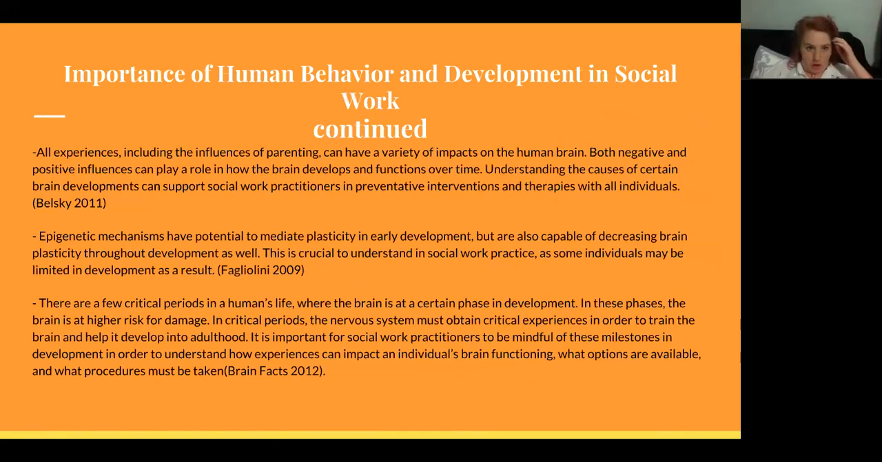Okay, so just moving on into more interesting facts that pertain to human behavior and the development of social work. All experiences, including the influences of parenting, can have a variety of impacts on the human brain. Both negative and positive influences can play a role in how the brain develops and functions over time, which means that understanding the causes of certain brain developments can support social work practitioners in creating preventative interventions and therapies with all different types of individuals.